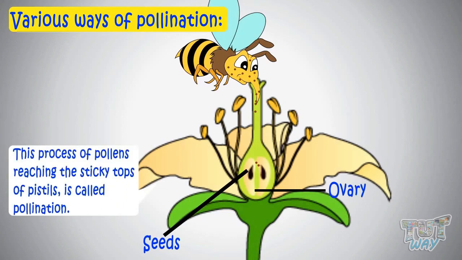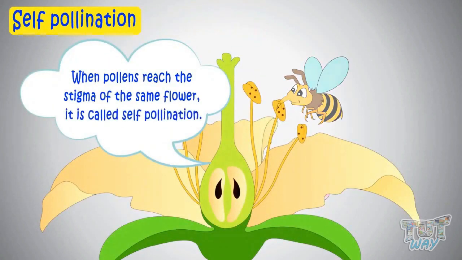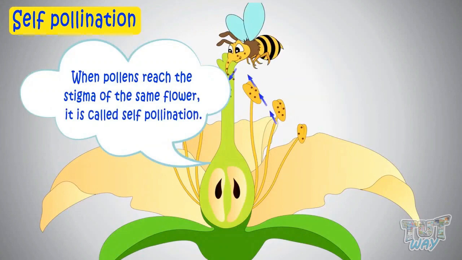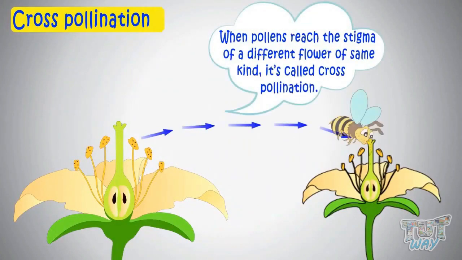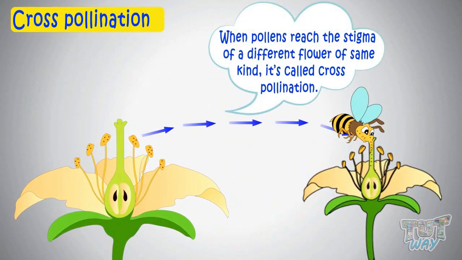Now, pollen may reach the stigma of the same flower or stigma of different flowers. When pollens reach the stigma of the same flower or between different flowers of the same kind, based on this, pollination is of two types, self-pollination and cross-pollination. So let us read about them in detail. Self-pollination and cross-pollination.